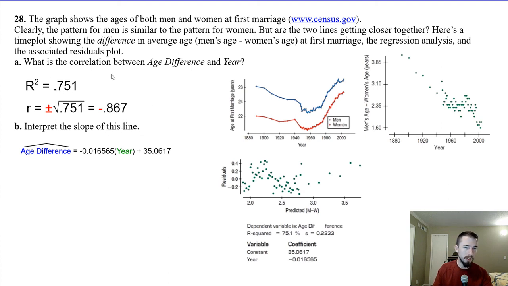What's the correlation coefficient? Looking at the analysis here, I don't know why there's a gap between DIF and the differences. The age difference is the dependent variable. That's what we're interested in. The R squared is given here. The S, remember, is the standard deviation of the errors, or the residuals. The constant is going to be our y-intercept. The year is going to be our slope.